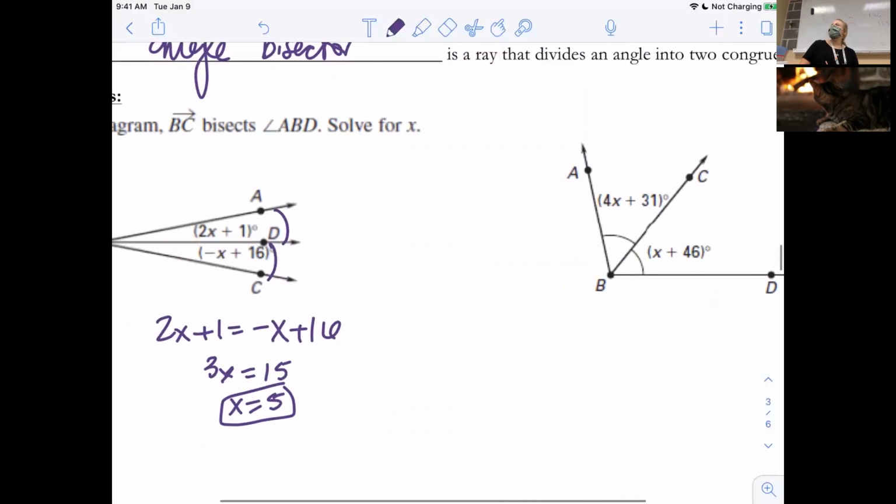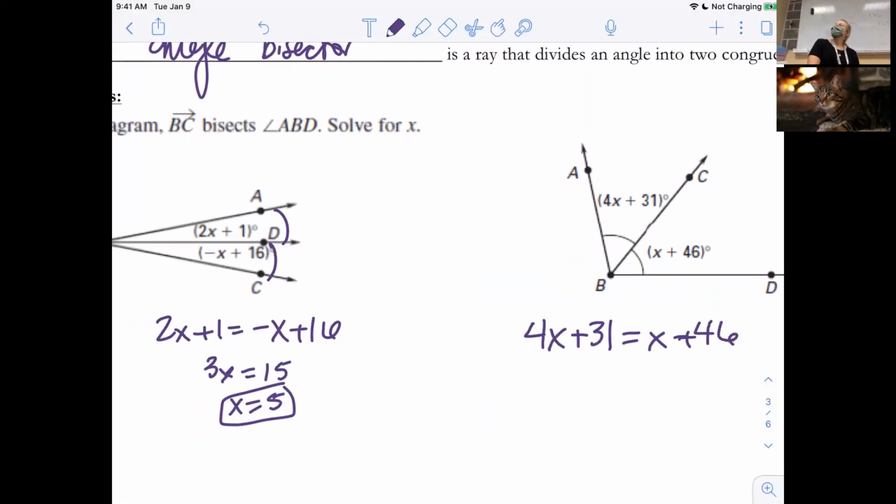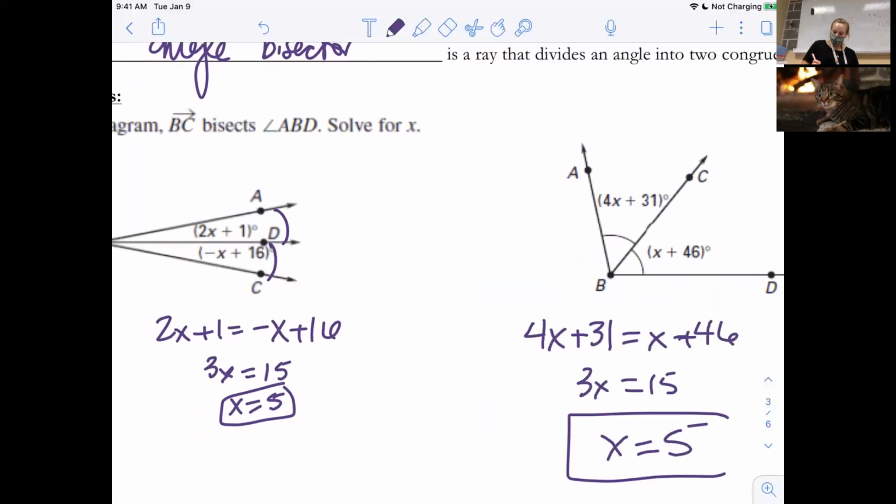Similar idea for the next one. It's also an angle bisector. Can someone set me an equation for this one? Ava. Perfect. Minus x minus 31. x equals 5.